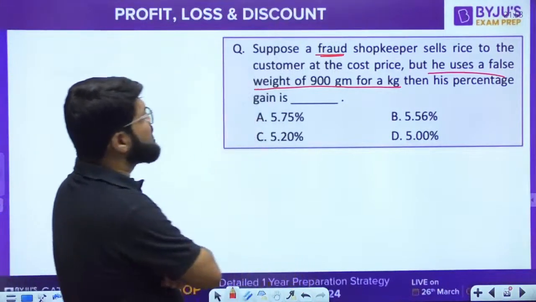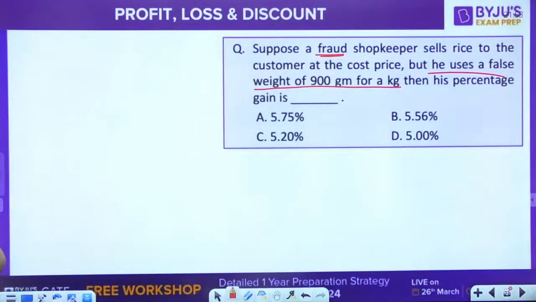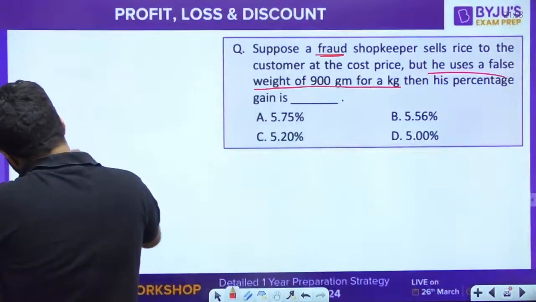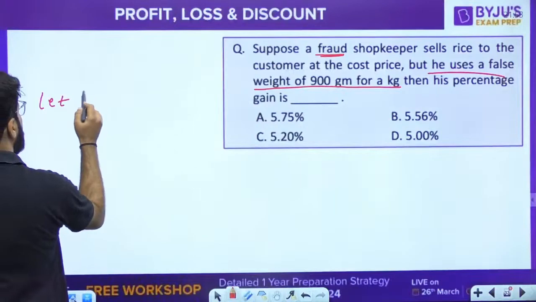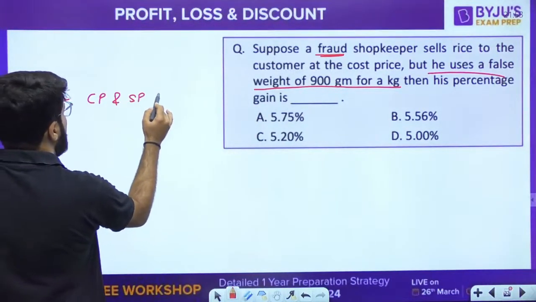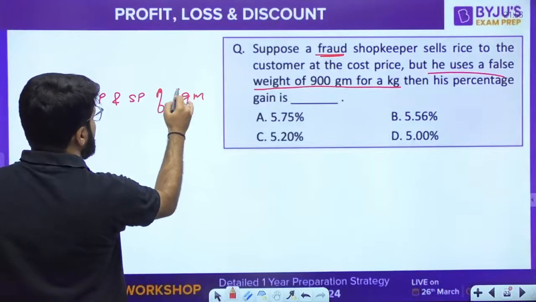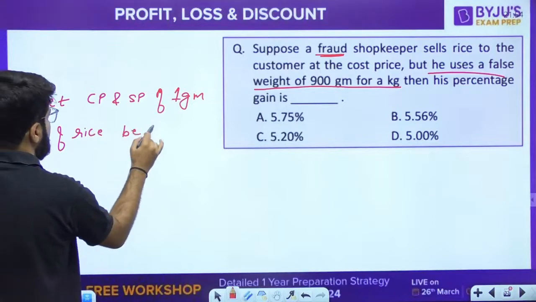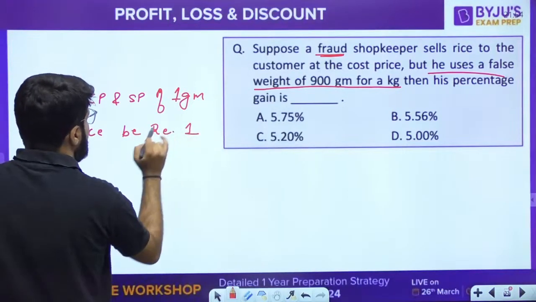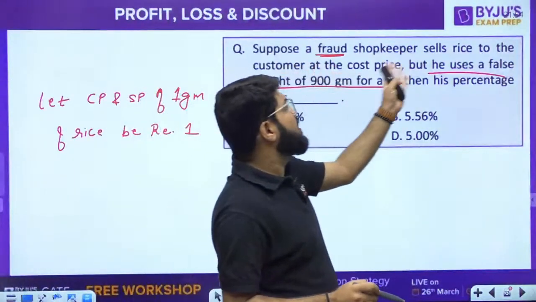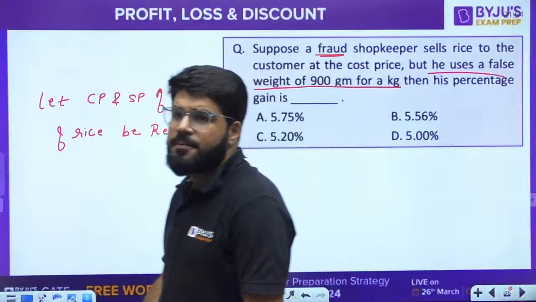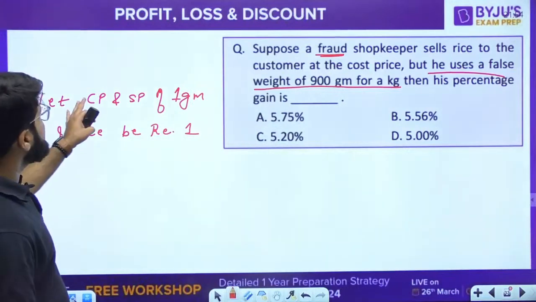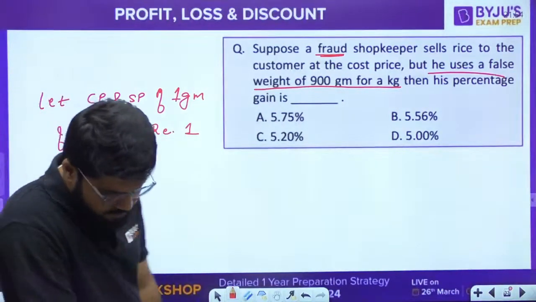Okay, so suppose a fraud shopkeeper sells rice to the customer at the cost price, but he uses a false weight of 900 grams for a kg. In such cases, let the cost price and selling price of 1 gram of rice, or whatever the article may be, be rupee 1. Why the same? Because he is telling that he will sell the rice to the customer at the cost price. So CP and SP for 1 gram of rice is rupee 1.